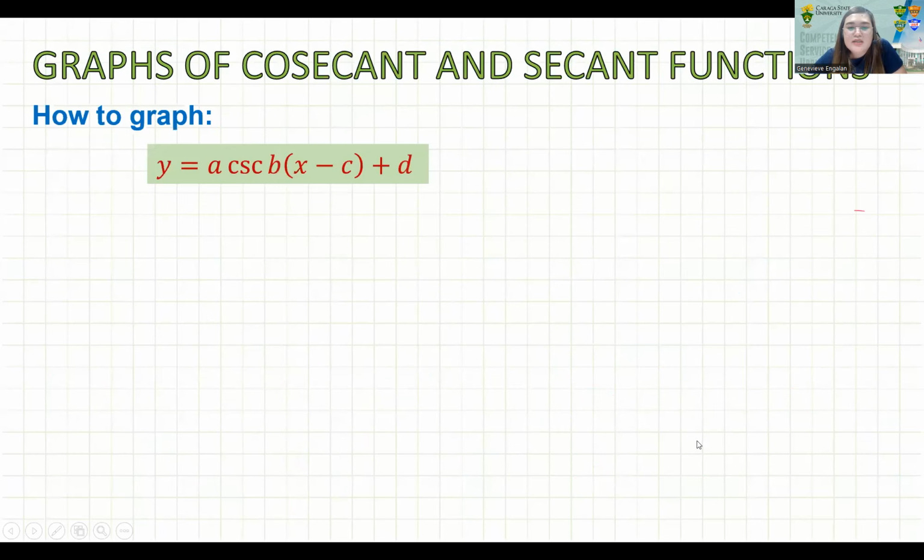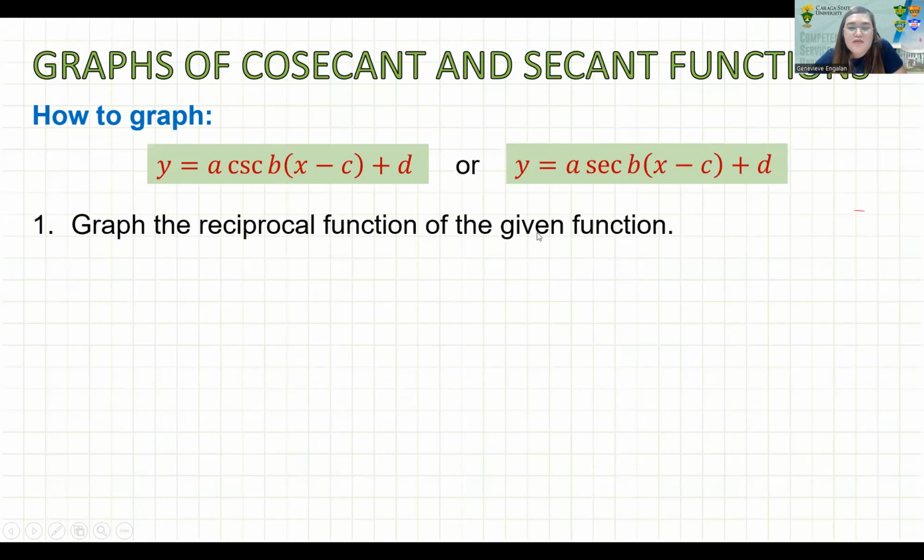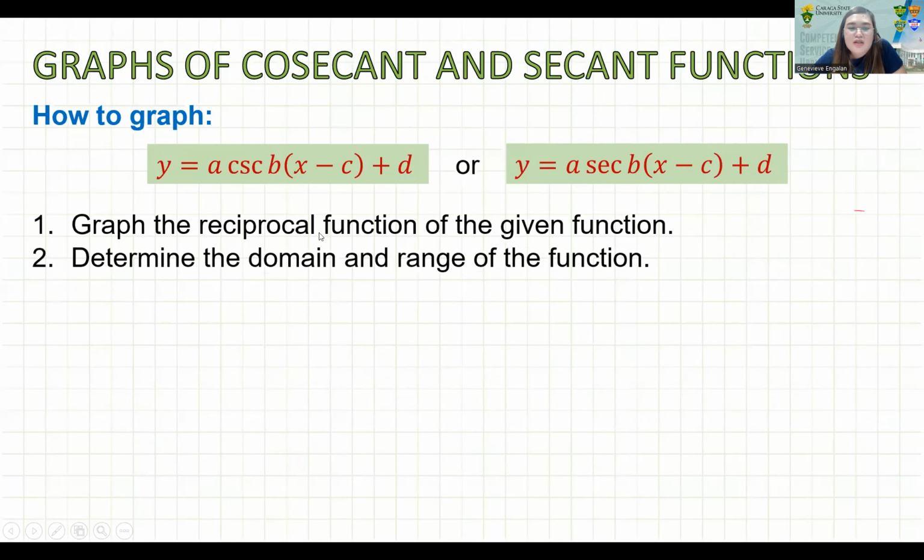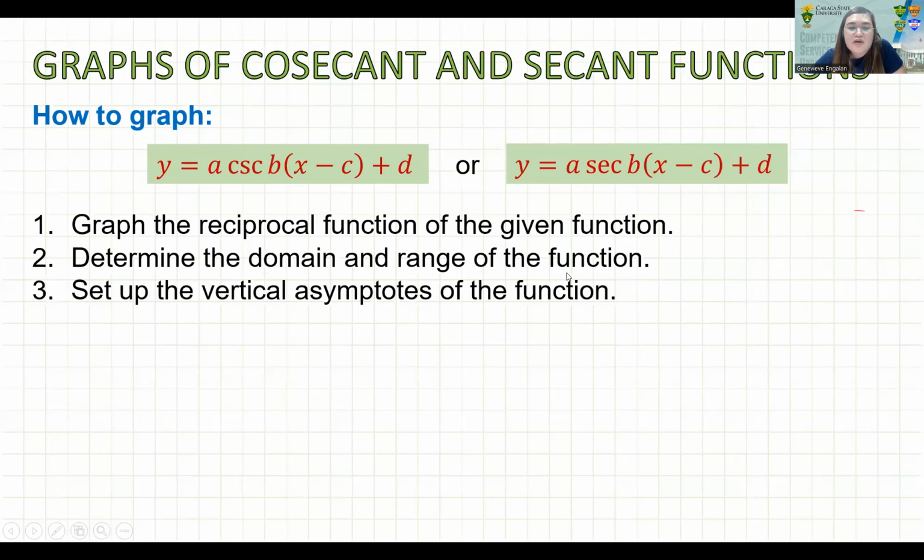Okay, so let's see how to graph this one. So graph the reciprocal function of the given function. So i-graph na nato ang reciprocal function aning given nga function. Then determine the domain and range of the function. Set up the vertical asymptotes.